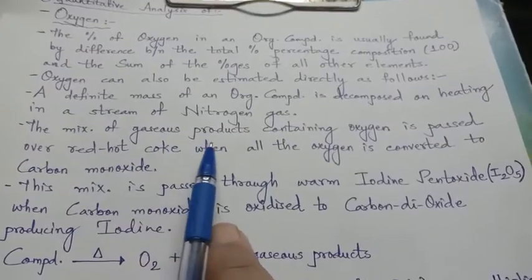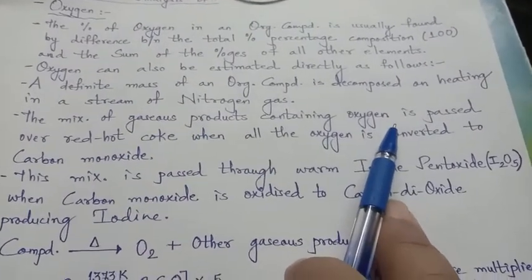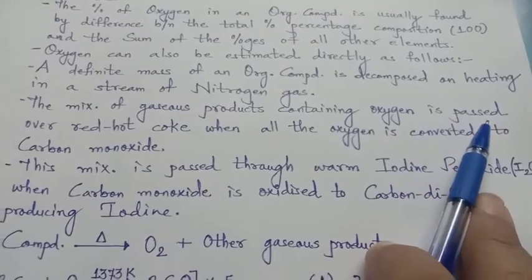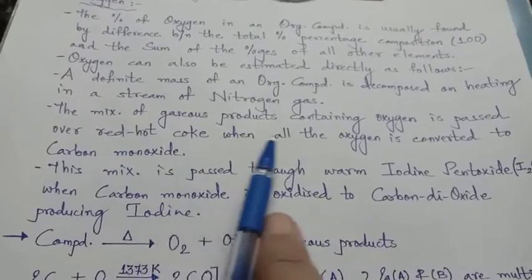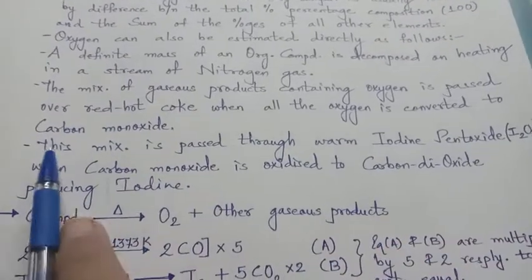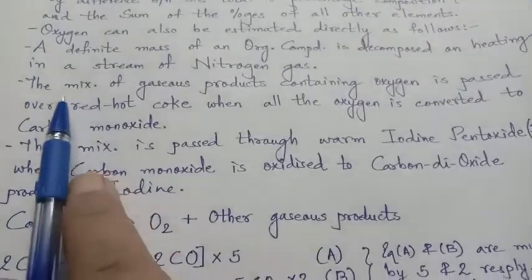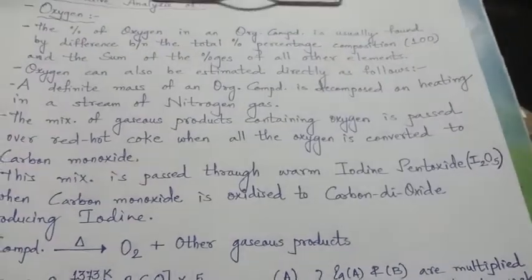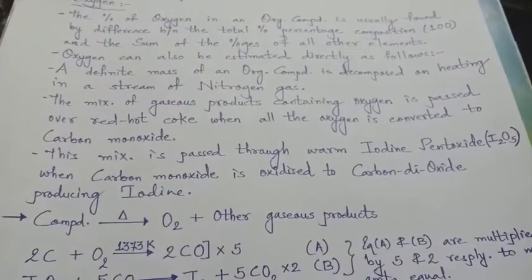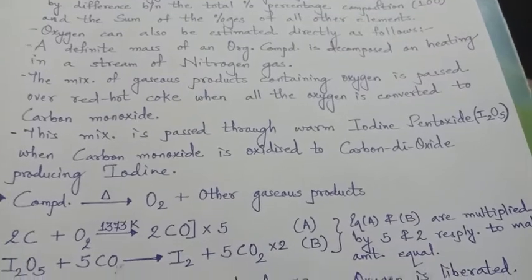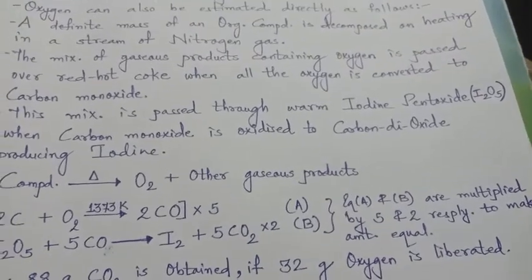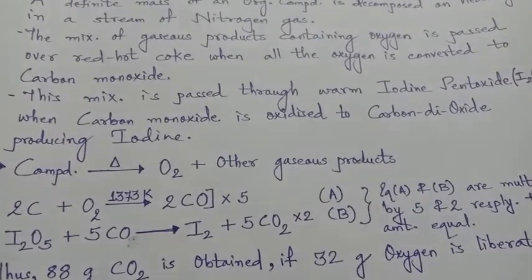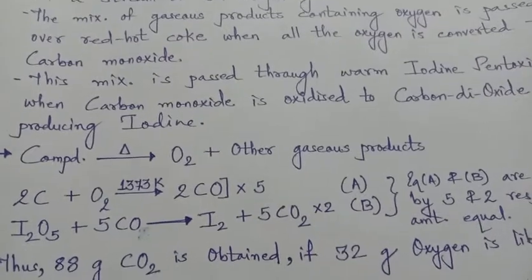The mixture of gaseous products containing oxygen is passed over red hot coke when all the oxygen is converted to carbon monoxide. So what is here? The mixture of gaseous products which contains oxygen, but not the other gaseous products where oxygen is not there. That gas is allowed to pass over red hot coke when all the oxygen is converted to carbon monoxide.